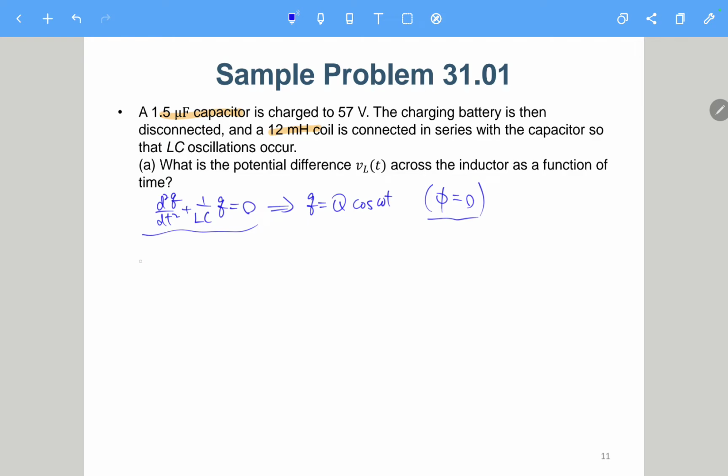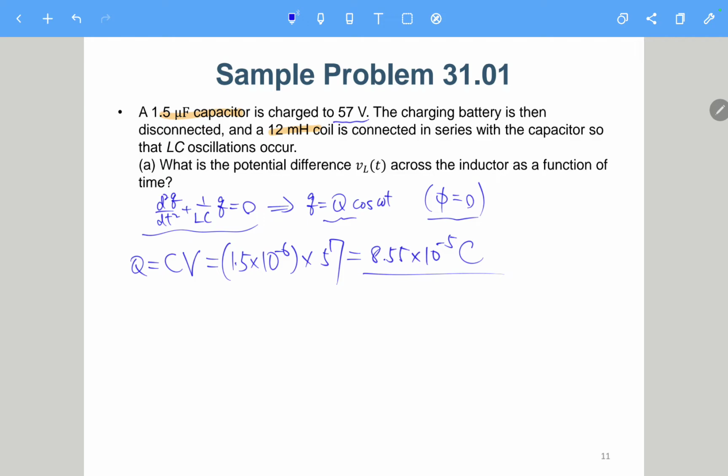Okay, so in that case, Q equals C times V. V is actually this one. So we have 1.5 times 10 to the negative 6, times 57 volts. So we have 8.55 times 10 to the minus 5 coulomb. This is the charge, the amplitude of the charge.